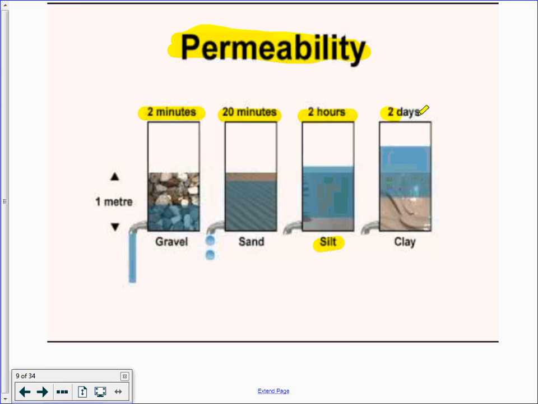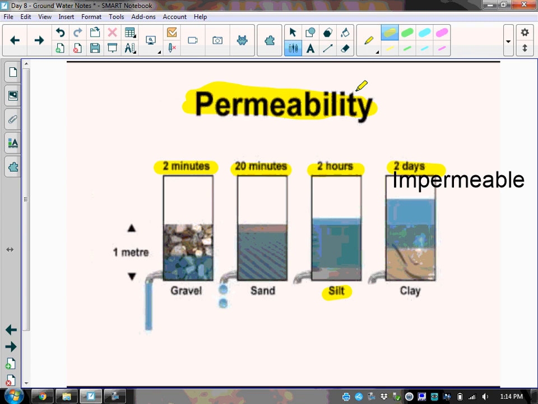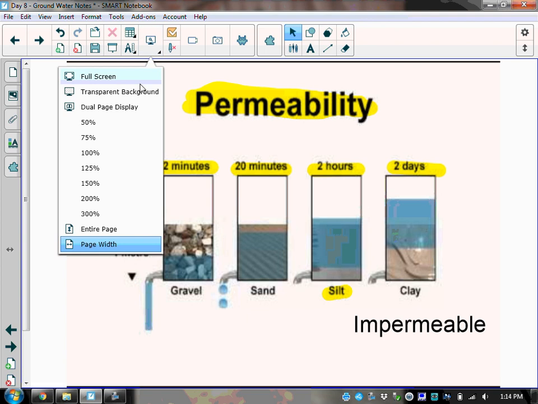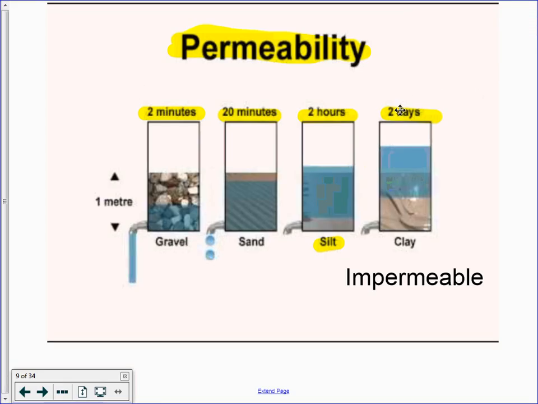Clay, in most cases, clay is impermeable, which means you can't get through it. Clay is very common, a reason that we are having trouble getting to groundwater, or it actually keeps groundwater in one spot. In this case, it took 2 days, but most of the clay layers on Earth are so thick that a hydrologist or someone who studies groundwater would call it impermeable. The water cannot get through it.